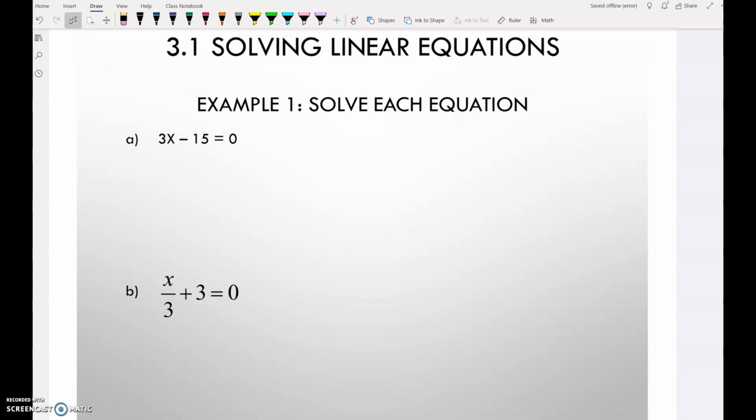So 3x minus 15 equals 0. What would you do first? Add 15 to both sides. That would give us 3x equals 15. And then we would divide by 3 to get x equals 5.